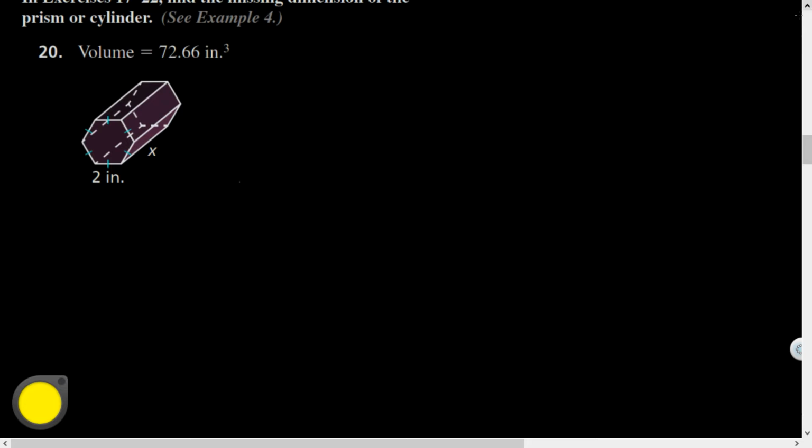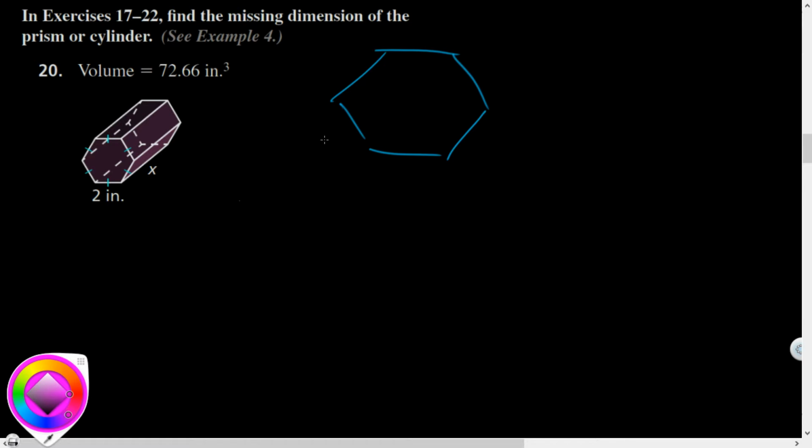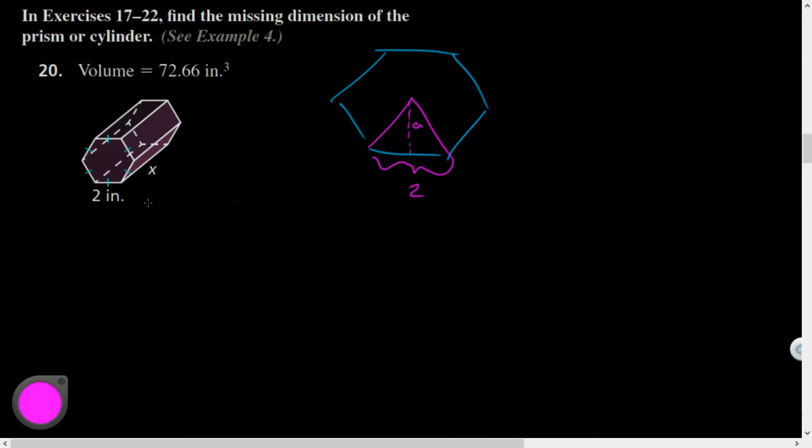Alright, this one's a pain. But I figured I'd do it for us here. So, for a hexagon, I'm going to need to find the apothem. This length is 2 for that side length. By the way, I'm jumping the gun here. This is a hexagonal prism, and just because it's sideways doesn't mean the hexagon is not your base.